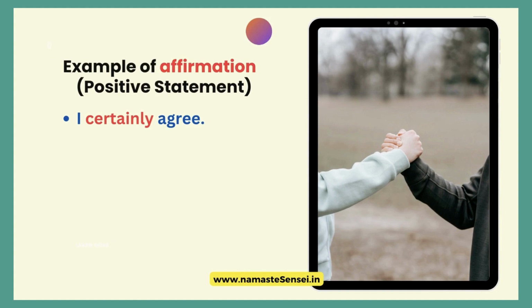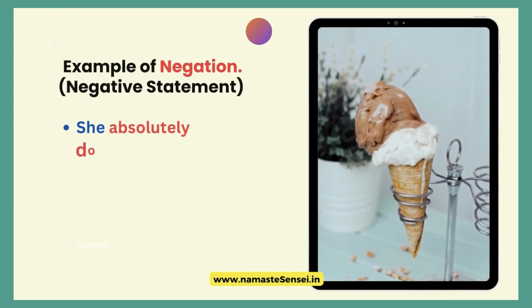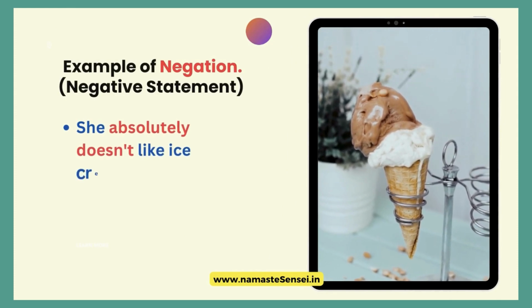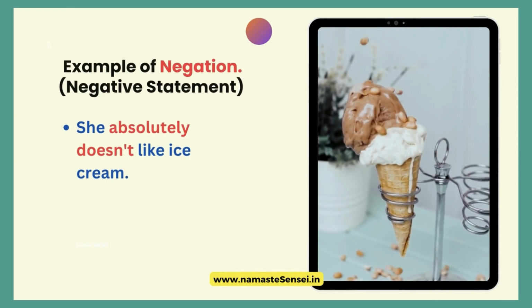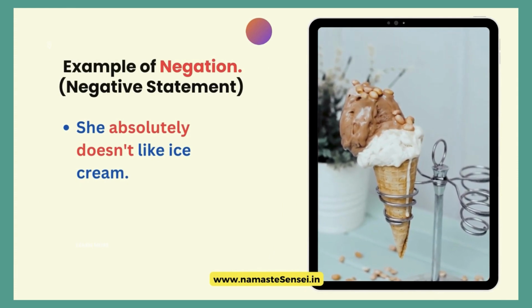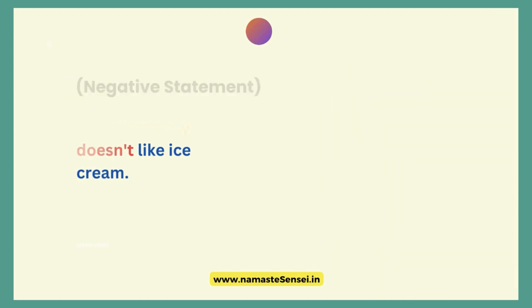Let us see another example of a sentence formed using the adverb of negation. She absolutely doesn't like ice cream. By using the adverb absolutely, we add emphasis and convey a stronger sense of dislike. This adverb of negation helps to clarify the speaker's attitude.